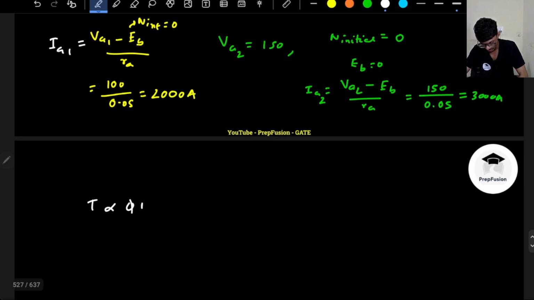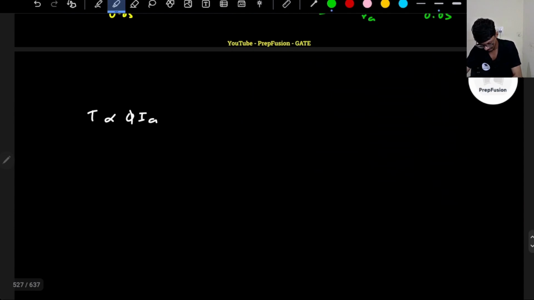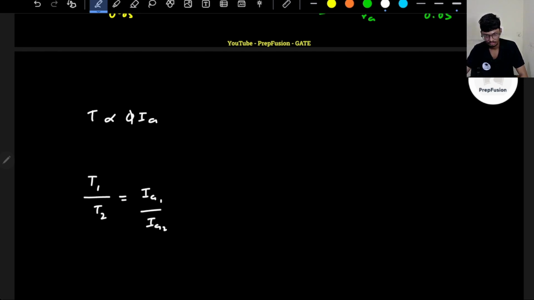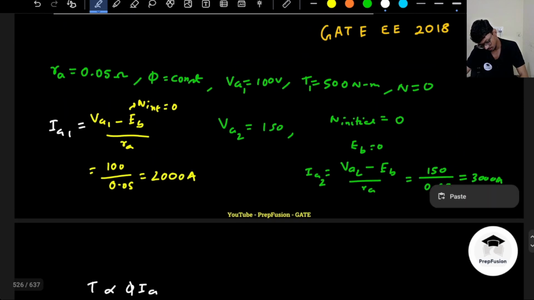Torque is proportional to flux into IA. Now they have told me already that flux is constant, no matter what, so T1 divided by T2 will be equal to IA1 divided by IA2, right? This is what I know. So IA1, IA2, I already know.